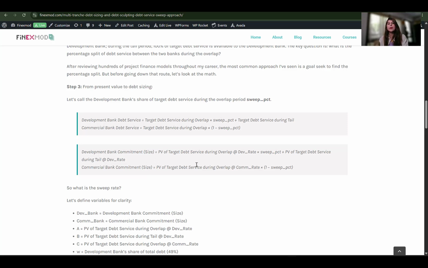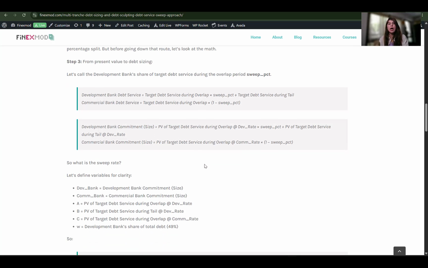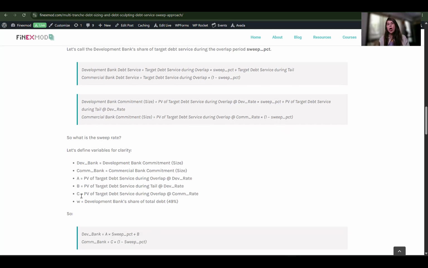So we're going to keep all these equations in mind, and we're going to just do some naming to facilitate the calculation of this sweep percentage for us. So we're going to call the sizing of the development bank the dev bank, and the size of the commercial bank, we're going to call it com bank.